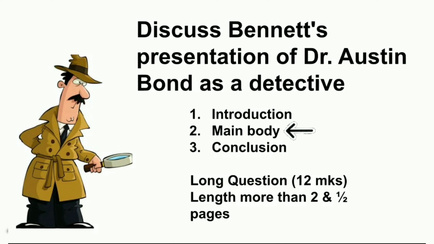How Dr. Austin Bond arrives at the crime scene, how he collects the evidences, the way in which he solves the crime, and how he arrives at a conclusion that it is a suicide and not a murder.